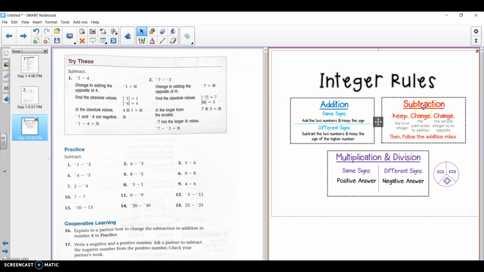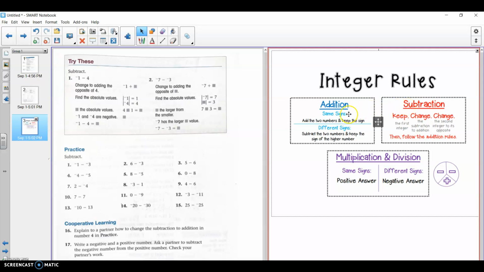Okay, so subtraction, again, we did this in middle school. You're going to keep the first integer, you're going to change the subtraction to addition, and then you're going to change the second integer to its opposite. But the biggest and most important thing is once you're done, then you have to follow the addition rules. So if it's same signs, add the two numbers and keep the sign. But if it's different signs, you're going to subtract the smallest from the largest and attach the sign of the larger number. Okay, so again, you're going to probably have to use two boxes, but start with the subtraction.